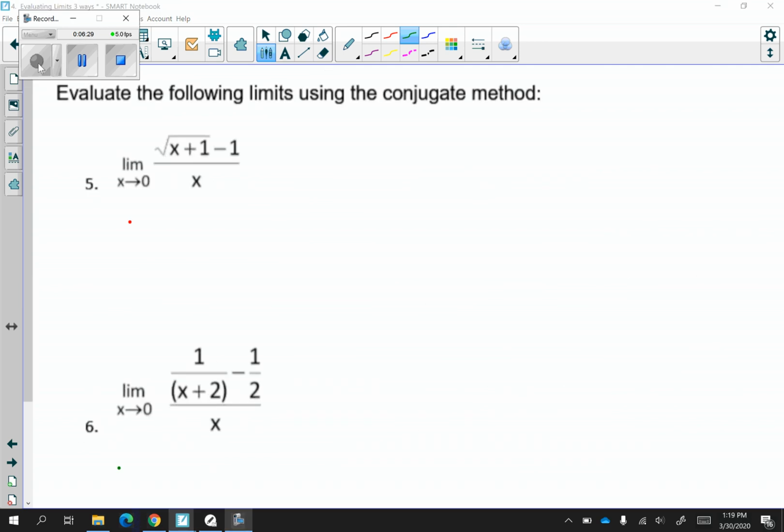Next, for numbers 5 and 6, evaluate the following limits using the conjugate method. So again, try 5 and 6 on your own and pause the video.